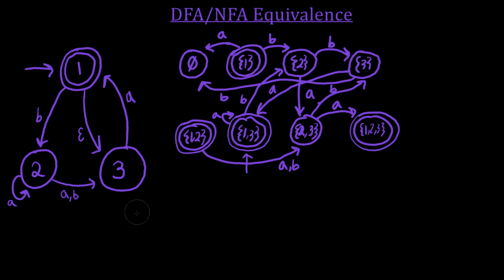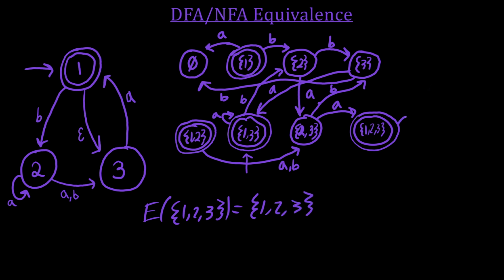Okay, cool. Now let's move on to the state 1, 2, 3. If we start in any of these states, what states can we reach on the character A? Well, we can reach nothing on state 1. We can reach 2 and 3 on state 2, and we can reach state 1 on state 3. Therefore, we're going to take the epsilon closure of the set containing all 3 states, which we calculated to be the same set, so the set containing 1, 2, and 3.